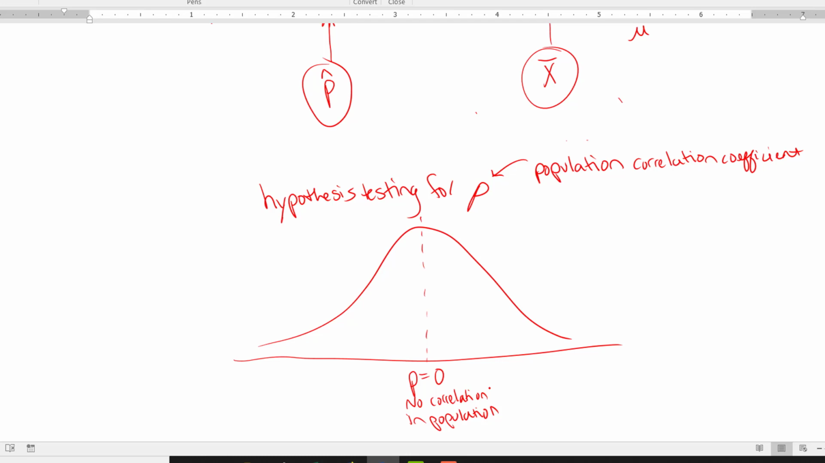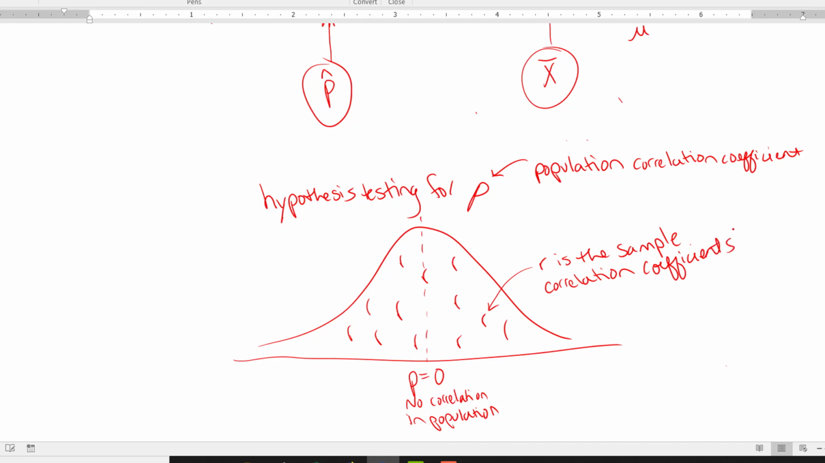And then we're going to create a distribution of sample statistics. Our distribution of sample statistics will be the distribution of sample correlation coefficients R. This distribution will show us what we expect sample correlation coefficients to look like if our null hypothesis is true. Then we go out in the world, we collect a sample, we locate our sample correlation coefficient on our distribution of sample statistics. We find a p-value.